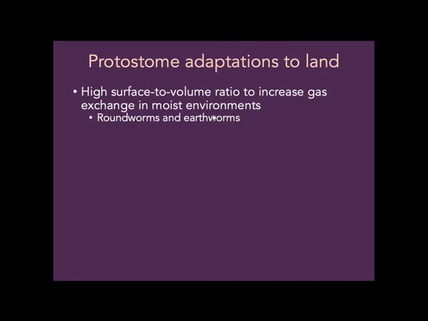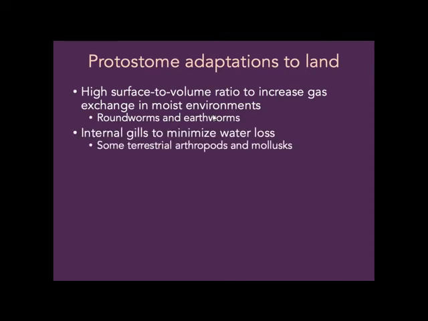Okay, so protozoans have adaptations to land, and different groups have different adaptations. So, for example, you have some kinds of protozoans that live in very moist environments, and so these guys can have a high surface-to-volume ratio in order to increase the amount of gas that they can exchange through their skin. So roundworms and earthworms have this kind of a plan going on. Actually, so do flatworms, but more about that later.